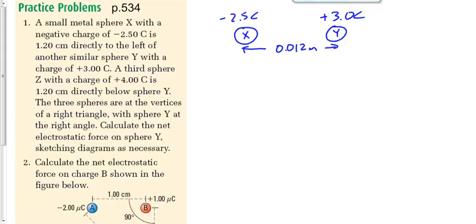Sphere Z is directly below sphere Y. So let's draw that down here. Sphere Z is 0.012 again, directly below it. It has a charge of plus 4 coulombs. We want to find the net electrostatic force on sphere Y.